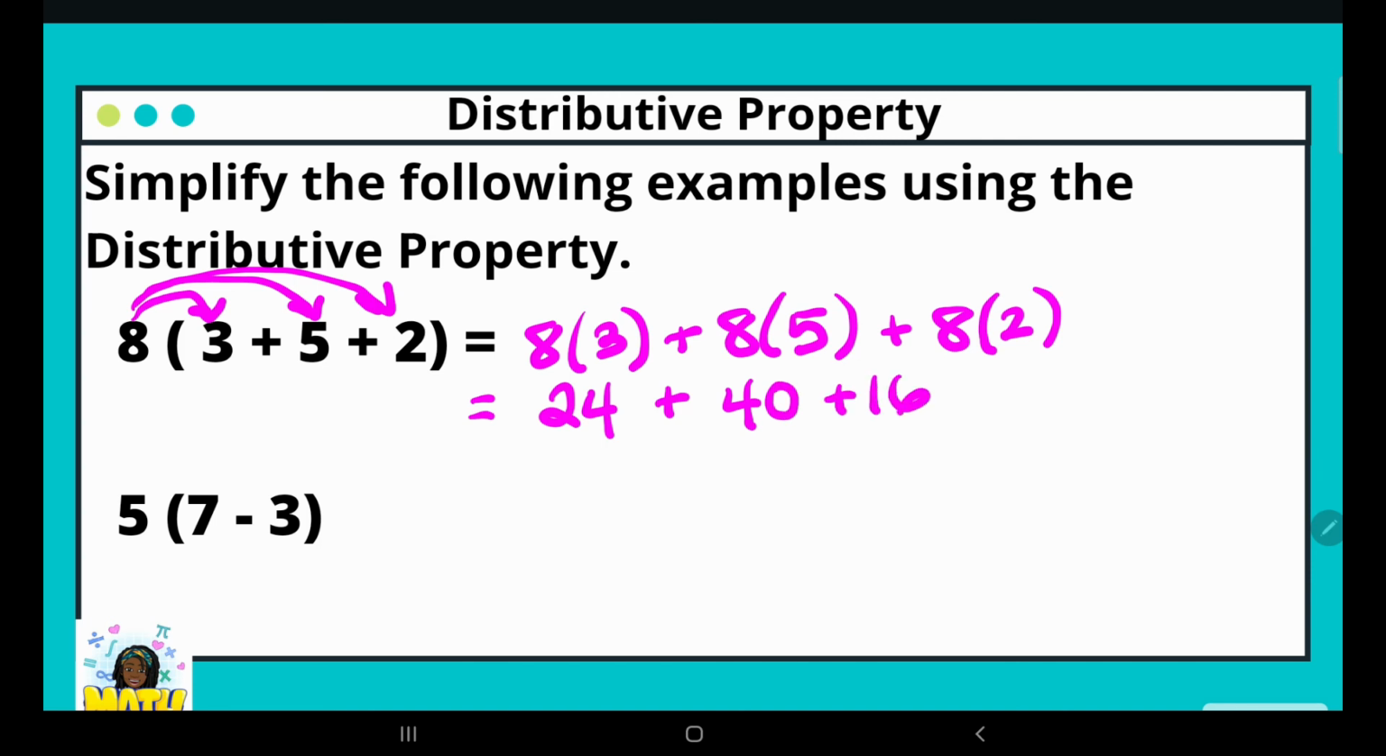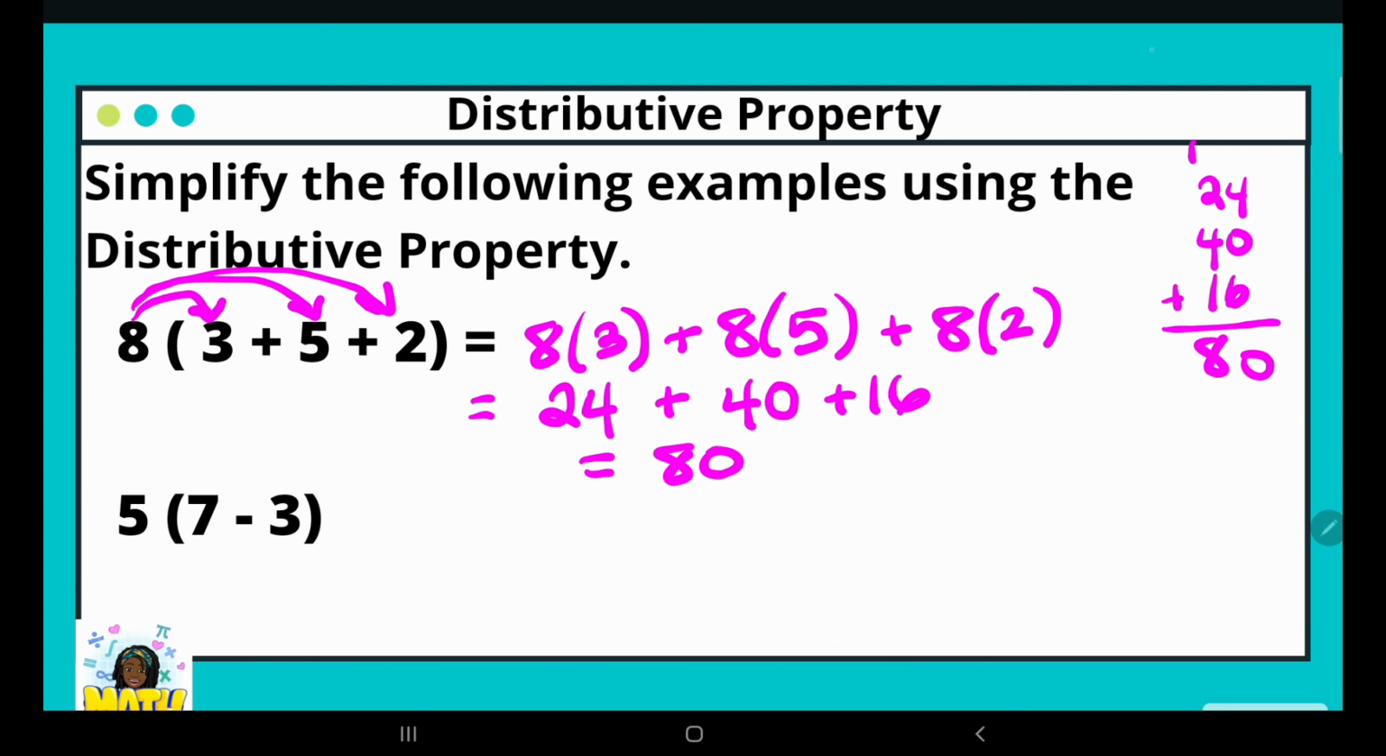Now let's off to the side just add these up. So 24 plus 40 plus 16. I should put my plus sign a little further down. So 40 and 16, and then the plus sign. 4 plus 0 is 4, plus 6 is 10. 2 plus 4 is 6, plus 1 is 7, plus 1 is 8. So all of these numbers added together is equal to 80.